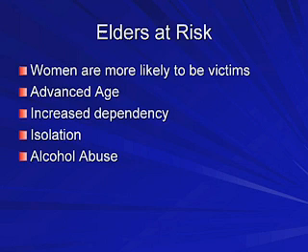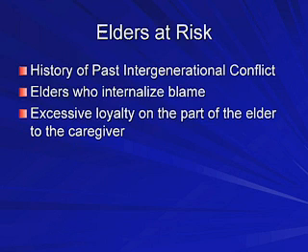You know, with the aging population, we, as primary care physicians, are all going to see many more elderly patients. How do we determine who's at risk for elder abuse? I look at this 2 ways. You have the elder that's at risk, and then also there are risk factors for the caregiver in terms of caregiver stress. So let's talk first about the elder. Elders that are more at risk are women, advanced age, increased dependency or isolation, history of alcohol abuse, or if the elder has a history of past intergenerational conflict.